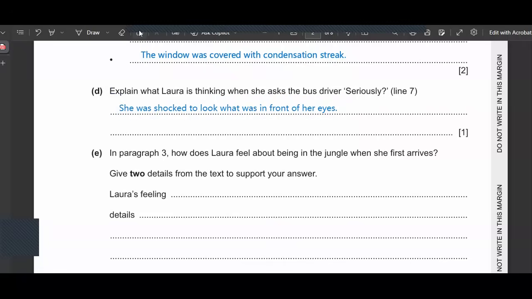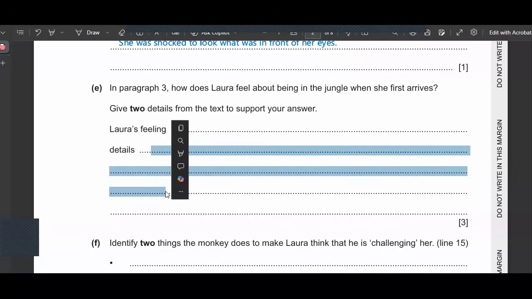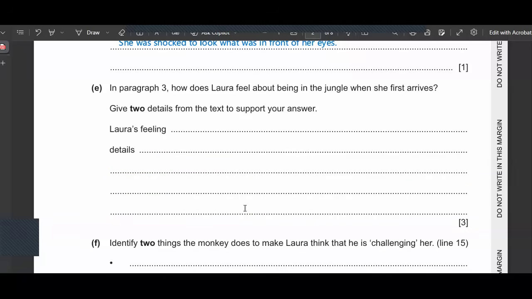Now, moving on to the next part, which is part A. And it says that in paragraph number 3, how does Laura feel about being in the jungle when she first arrives? Give two details from the text to support your answer. The total marks for this question are 3, and as you can clearly see, one line is given for the feeling and then a few lines are given for the details. This means we are supposed to write one feeling and we have to give two details which make us understand this is how the character feels.